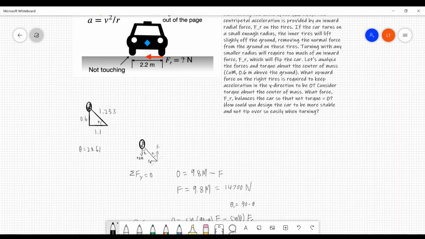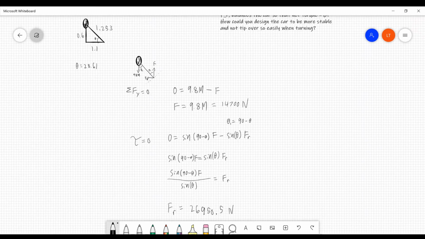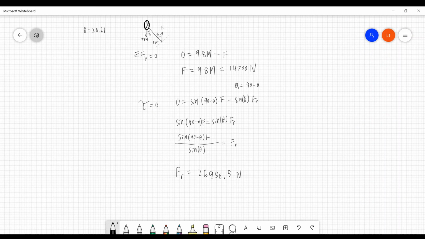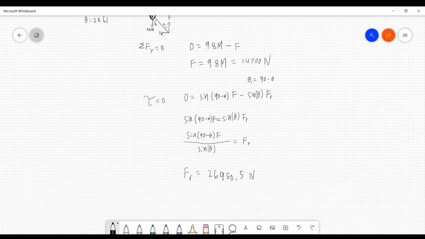The third part of the question asks, how could you design the car to be more stable and not tip over so easily when turning? If we want the car to be more stable, we can use this equation here to get a rough understanding. This question asked what is the centripetal force required for the torque to be equal to 0. So if we need more centripetal force, it should be harder to tip over the car.